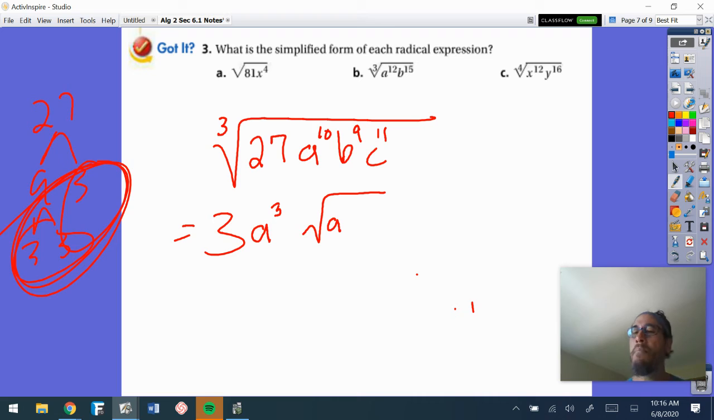Let's do the b to the 9th. Okay, 9 divided by 3. Can I do it? Yes, I can, so it all comes out. I didn't hold up any fingers. Let's go to the c, though.